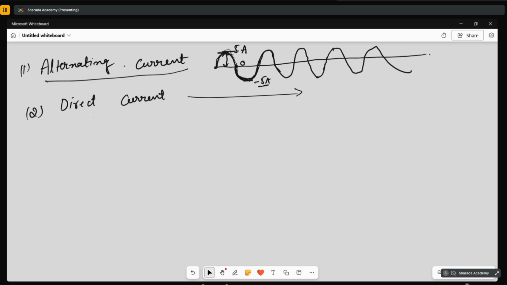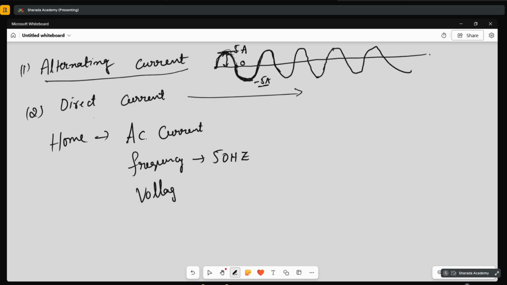So to the house, what we get is the AC current, that is the alternating current, which has a frequency of 50 hertz. For home, what we get is the AC current. So the frequency of this is 50 hertz. And the voltage, what we get? What is the voltage we get here? 220 volts.